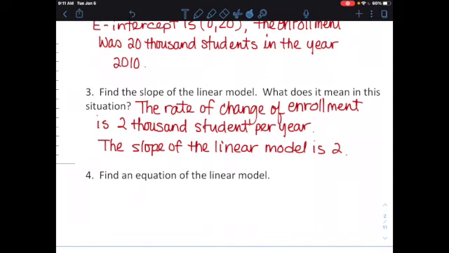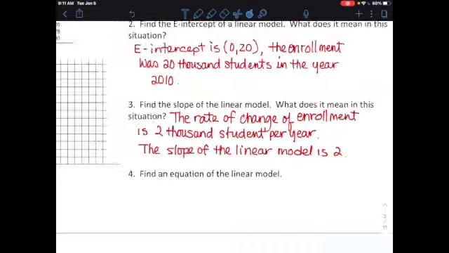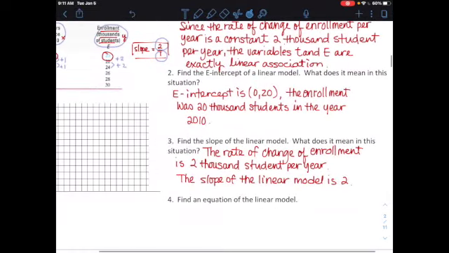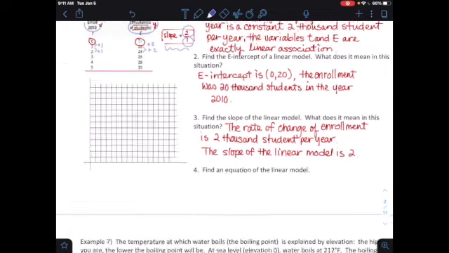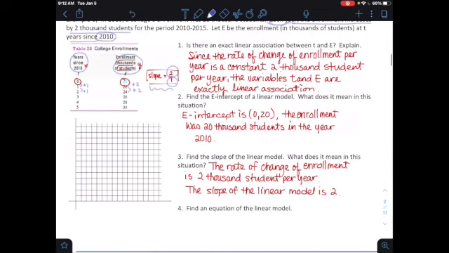Okay, so number 3, find the slope of a linear model. What does it mean in this situation? The rate of change of enrollment is 2,000 students per year. Same thing from what I said before, you just add the units. The slope of a linear model is 2, which we talked about before, right here. Okay, and those are the 2 things you need. First you got the e-intercept, which is your y-intercept. Then you got the slope, okay?